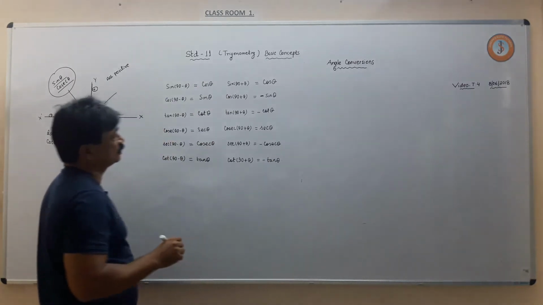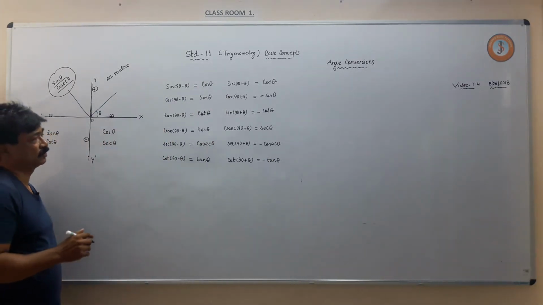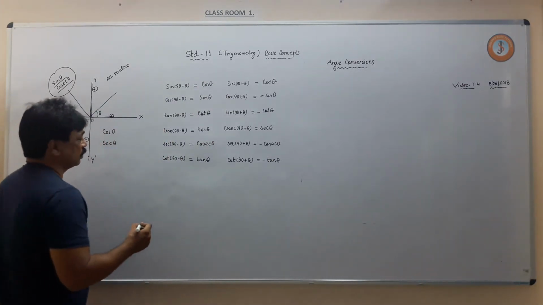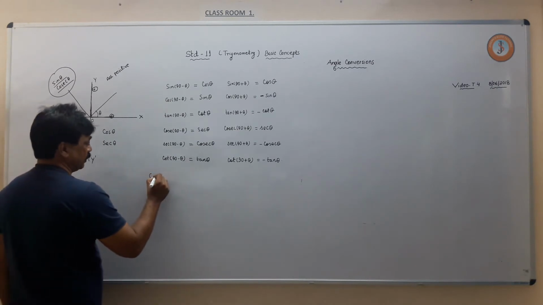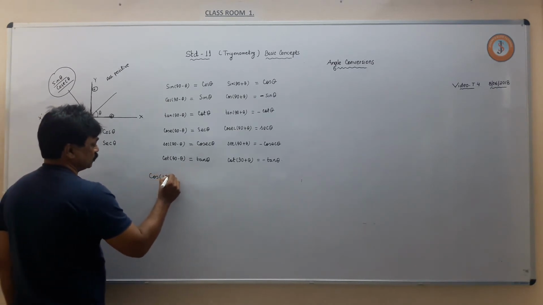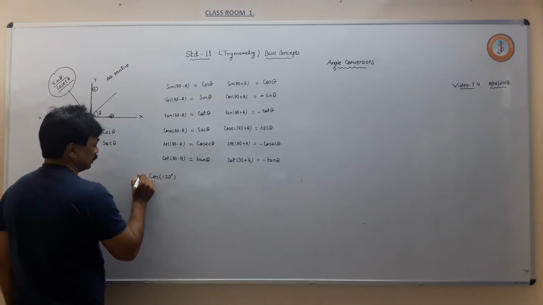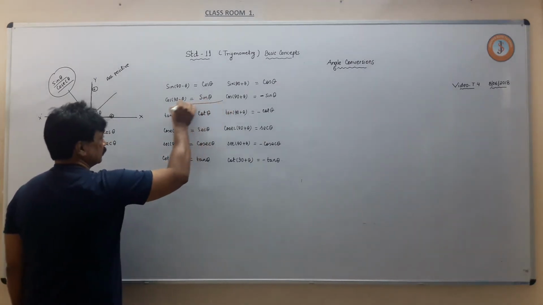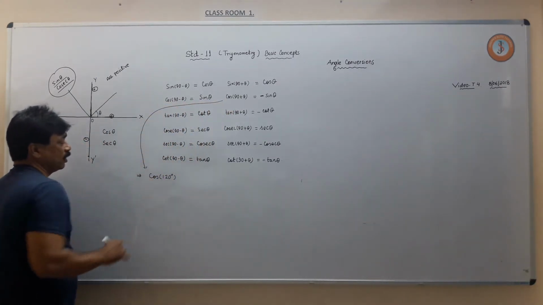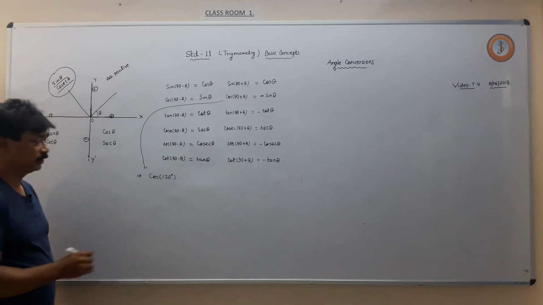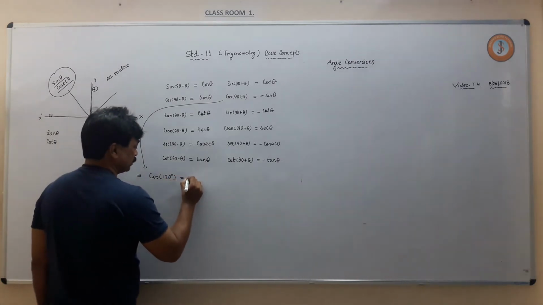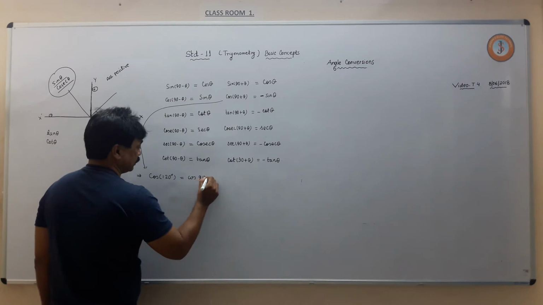What I mean to say is that suppose somebody tells you how much is cos 120 degree. I'm just giving you an example. How are you going to find how much is cos 120? You can write cos 120 as cos 90 plus 30.